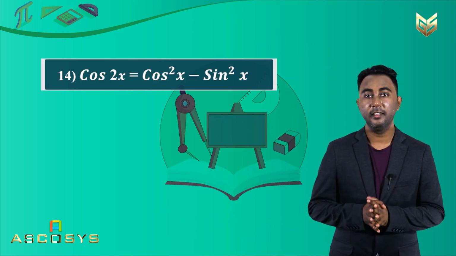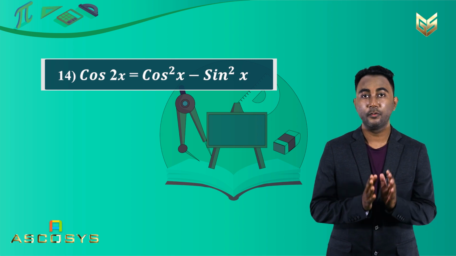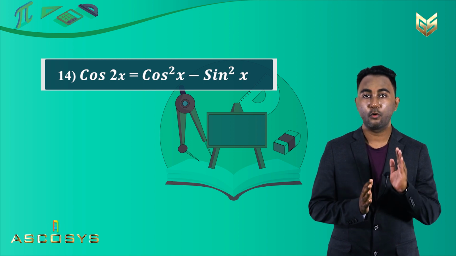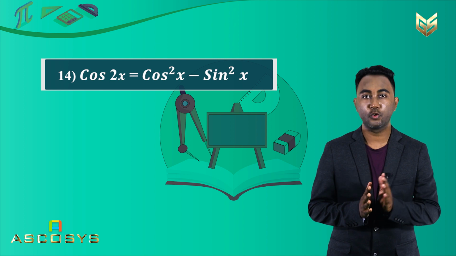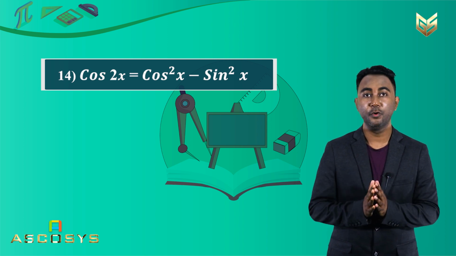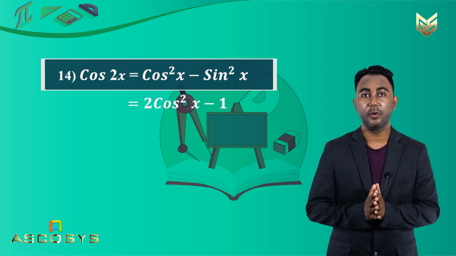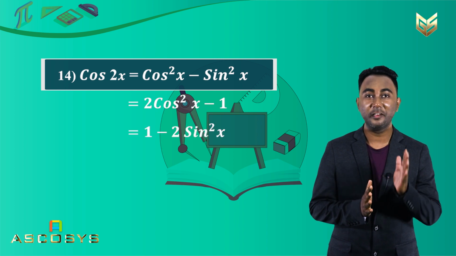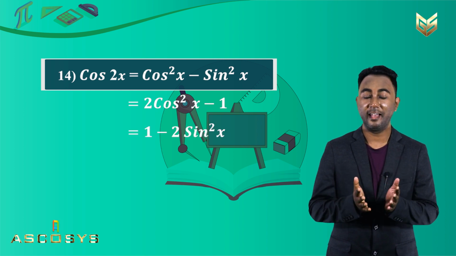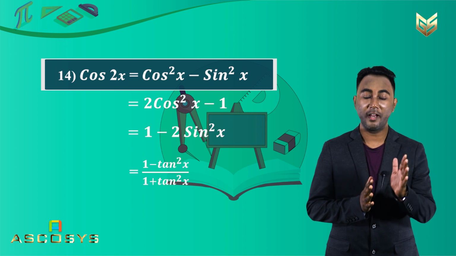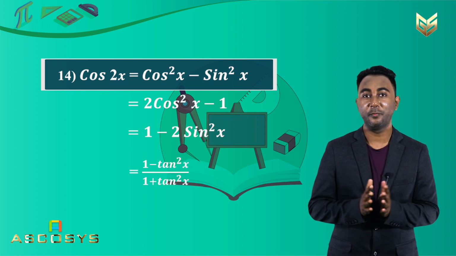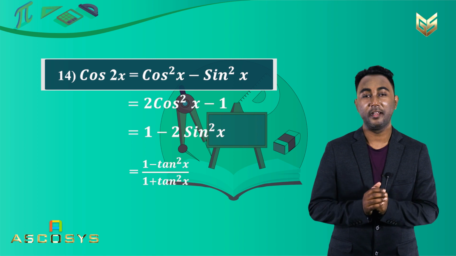In this identity, it says that cos of twice of x equals to cos square x minus sin square x, which is also equal to twice cos square x minus 1, which is equal to 1 minus twice sin square x, and that is also equals to 1 minus tan square x divided by 1 plus tan square x. Let us prove all of this.